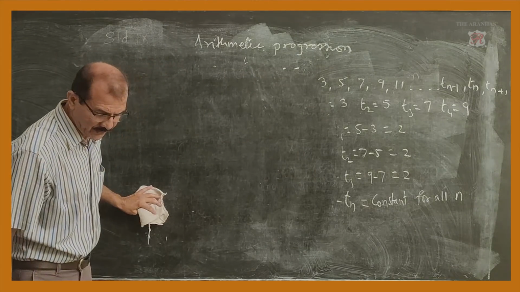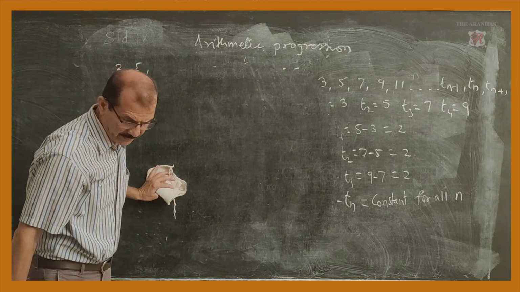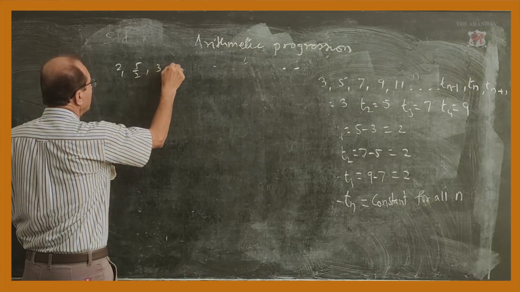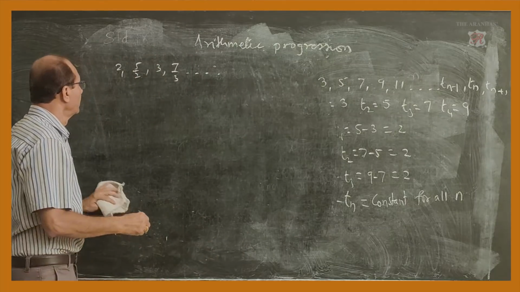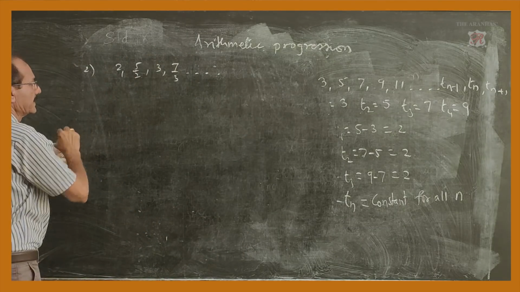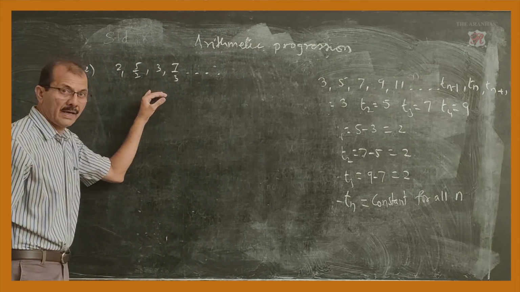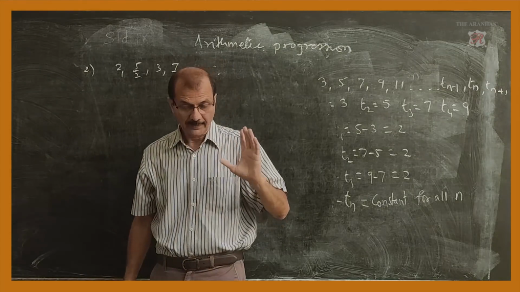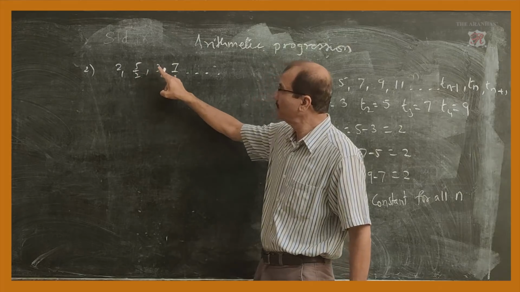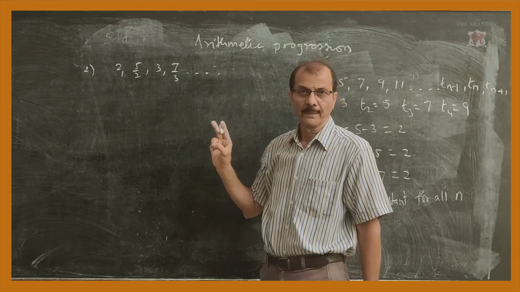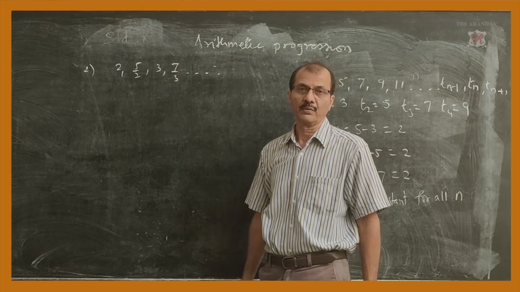The second is 2, 5 by 2, 3, 7 by 3, and so on. This is the second sum of exercise 3.1. Now you are asked, this is for 1 mark answer, remember. Your sequence is 2, 5 by 2, 3, 7 by 2, and so on. You are asked to check whether this is an arithmetic progression.